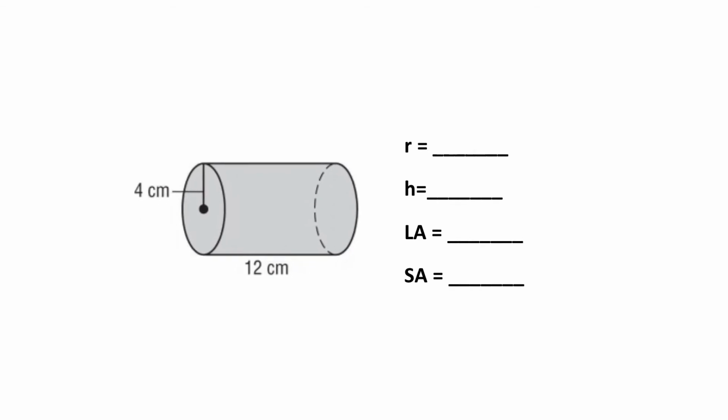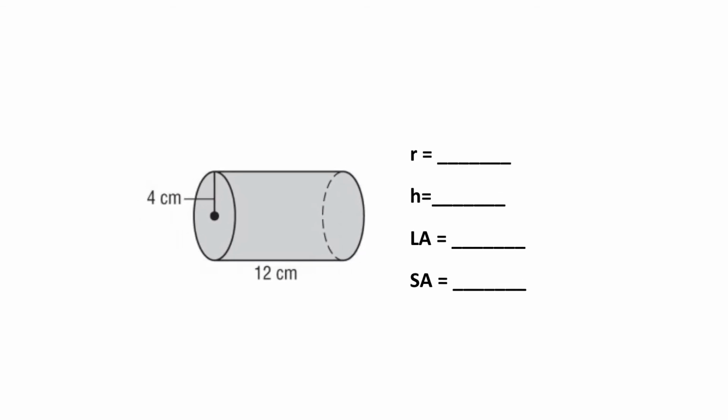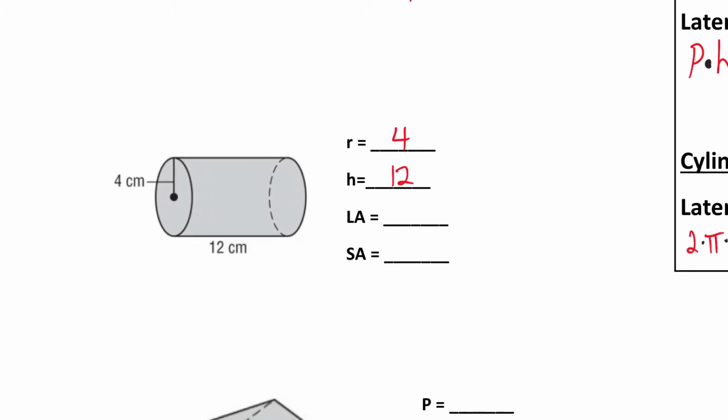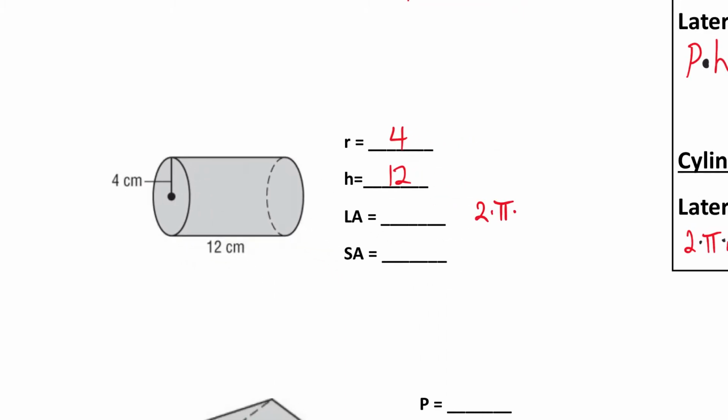Okay, on this cylinder, what's the radius? It's 4. What's the height? 12. Lateral surface area is 2 pi RH. What does that give you? 311.59? Oh, 301.